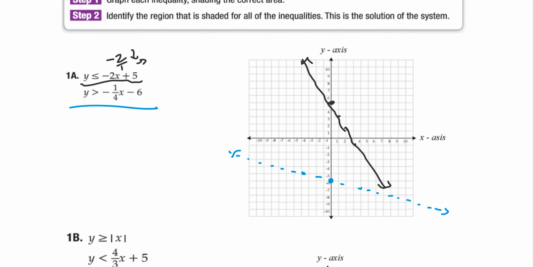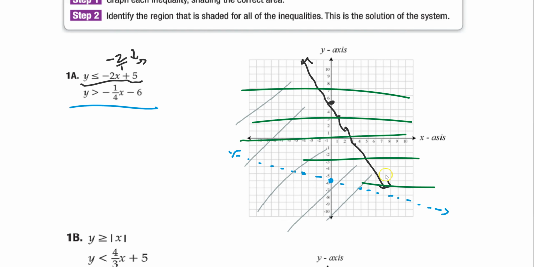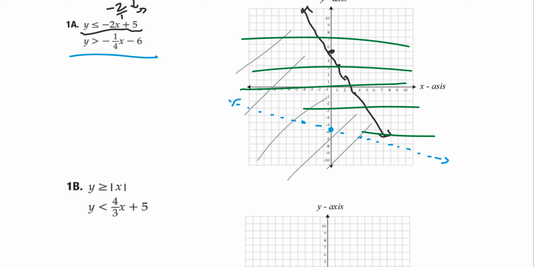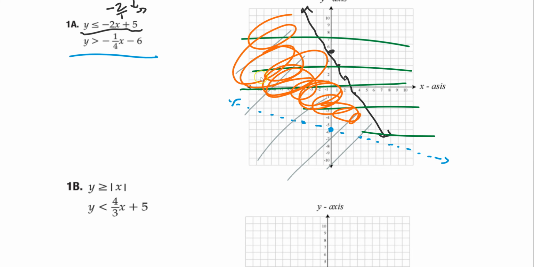Now I got to shade it. Now again, the shortcut is, it's in proper notation, so I can just follow it. Less than means below. Greater than means above. If you want, you can pick a test point and see which way it is. But honestly, the easiest way is this. Below. So this one's below. So I'm shading all this. And then this one is greater than, so it's above. Here I'm going to cross shade it. So you're going to shade all the above. And your answer is where they both shade. So my answer right here is this part, where they're both shaded.